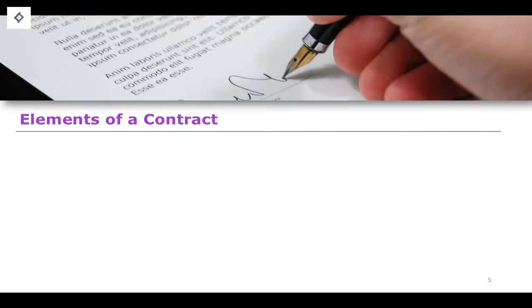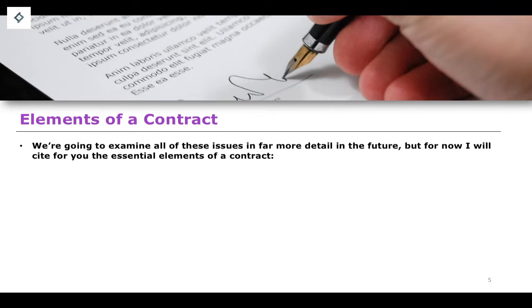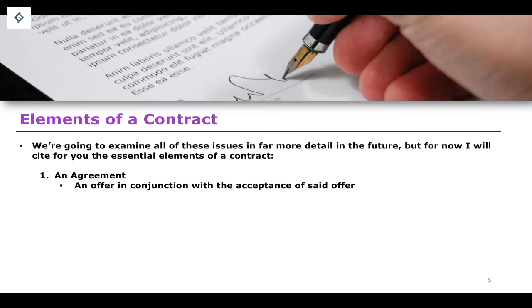Even though we're going to spend a lot of time examining this in far more detail in future lessons, I will give you right now the essential elements of a contract as established by the history of contract law. The first part of a contract is that, in order for a contract to exist, there has to be an agreement. The agreement is made up of two distinct elements. You have to have an offer in conjunction with an acceptance of that offer.